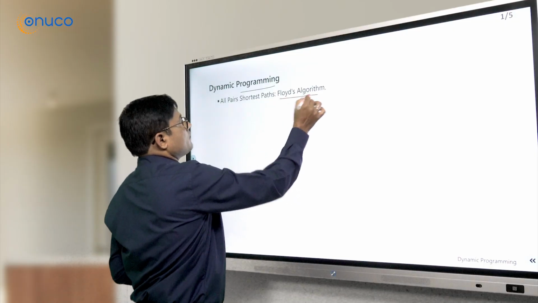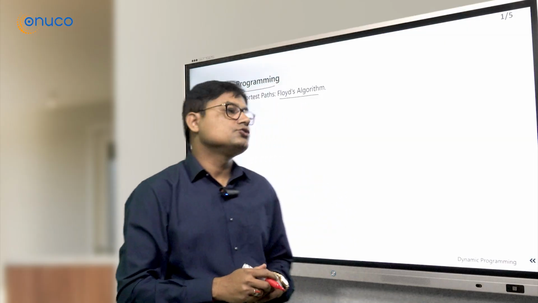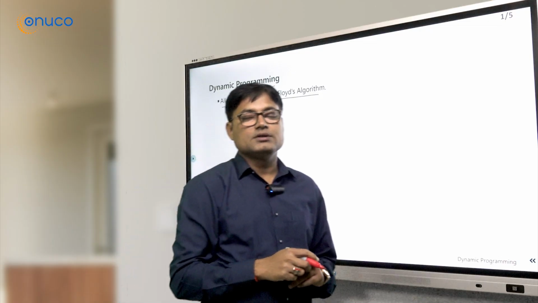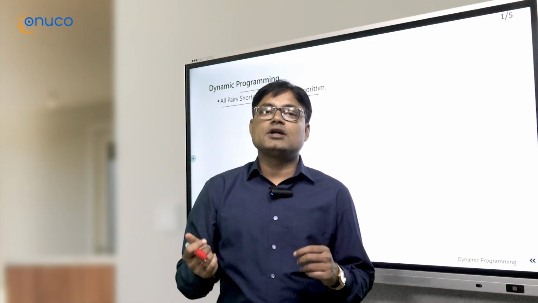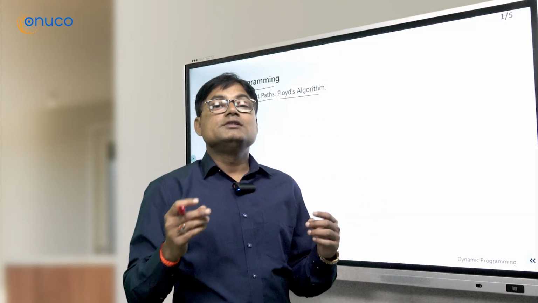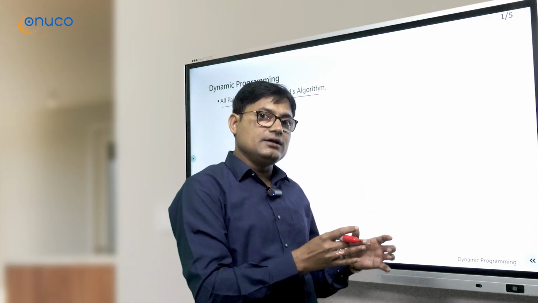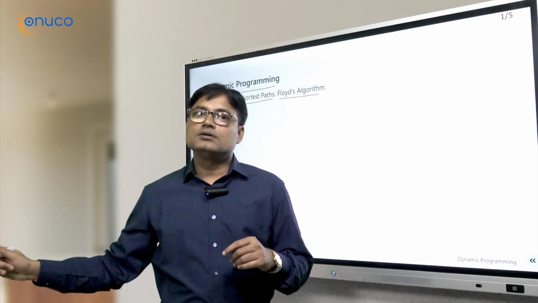Now, what is Floyd's algorithm? Floyd's algorithm is also called all pair shortest path. In greedy methods, we have discussed Dijkstra's algorithm. Dijkstra's algorithm was all about finding the single source shortest path. It means the source was already defined. Source is A, and from A you are going to find all the distances.